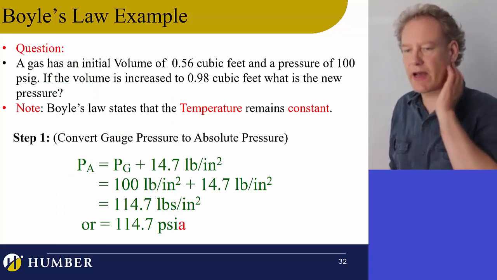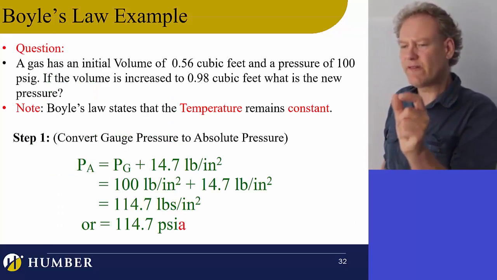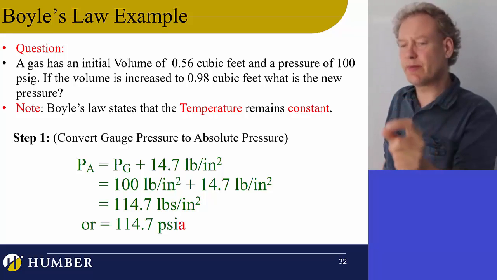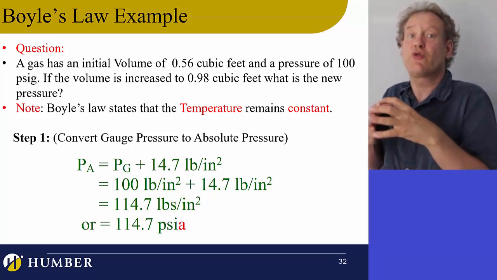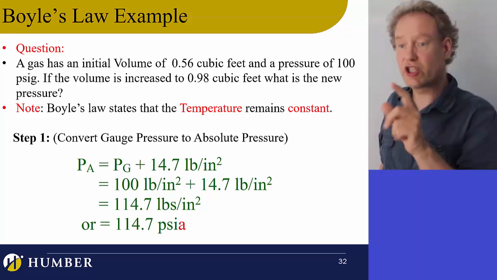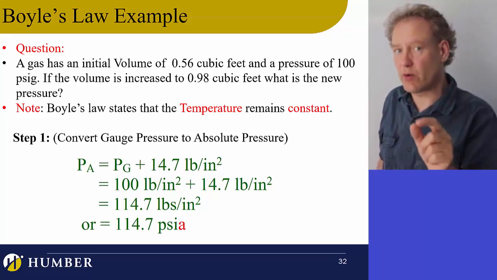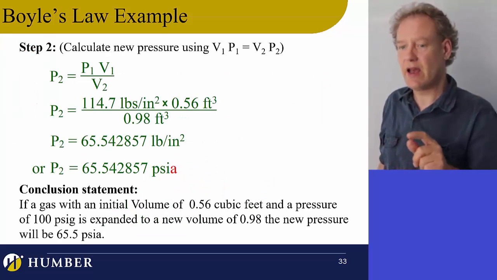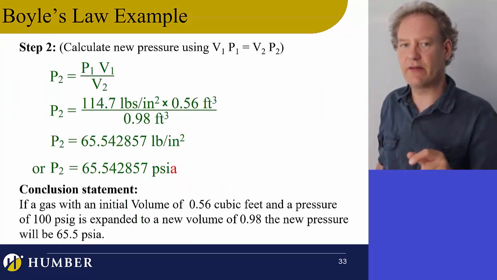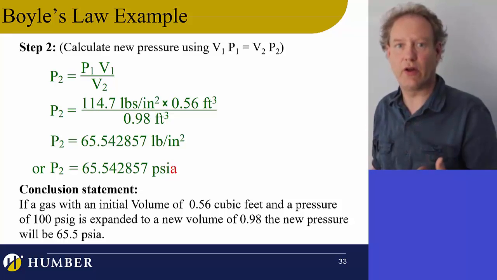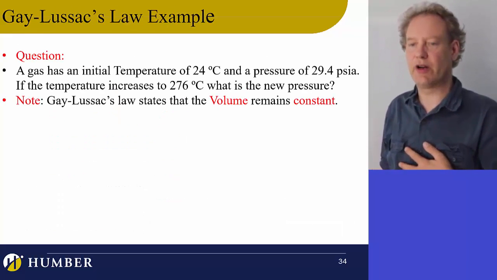So just kind of going back again, we've got 0.56 and we're increasing it to 0.98. So we're increasing the volume. We start out with 100 psi-G, or more specifically, we're starting with 114 psi-A, and our end result is 65. That makes sense because we increased the volume. Okay, so let's continue on here.